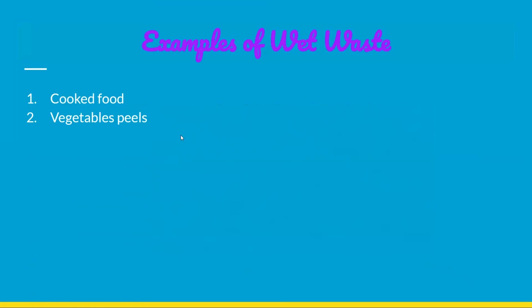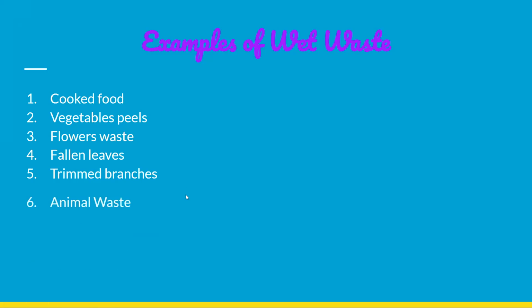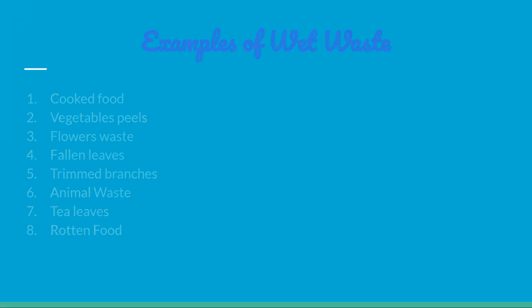Vegetable peels. When we are using the vegetables for cooking, the peels we are using as a waste. Flowers, waste. Fallen leaves, automatically the leaves are falling according to their season, and they are also waste. Trim branches of the trees. These all are examples of wet waste. Animal waste also. Tea leaves. We are making tea, and the leaves of the tea, after making tea, that is the waste. Now the rotten food, the food which we are keeping for 2-3 days, now it is rotten. We are not eating it. That is waste. So these all are the examples of wet waste.